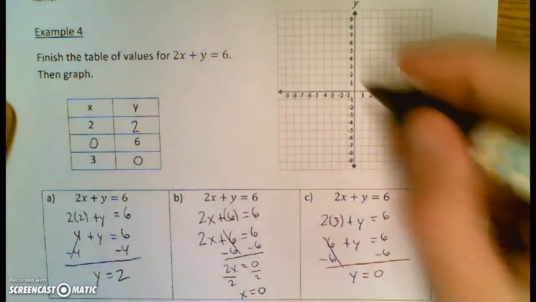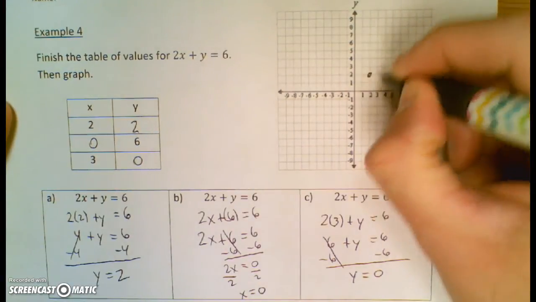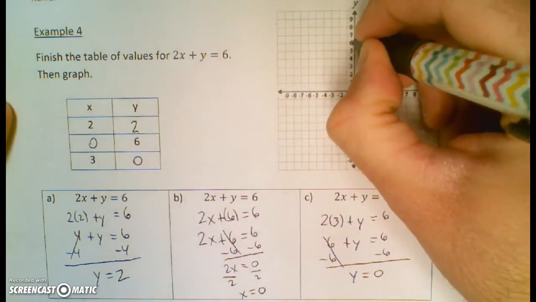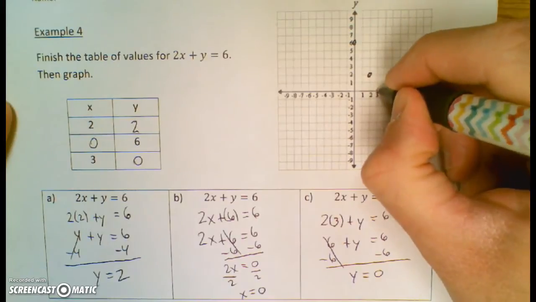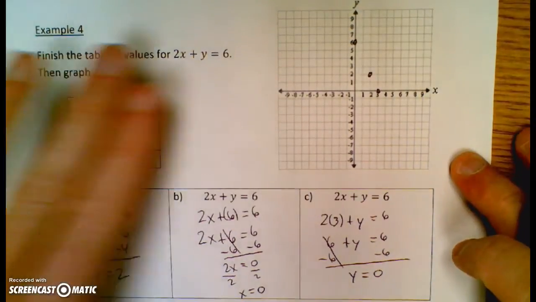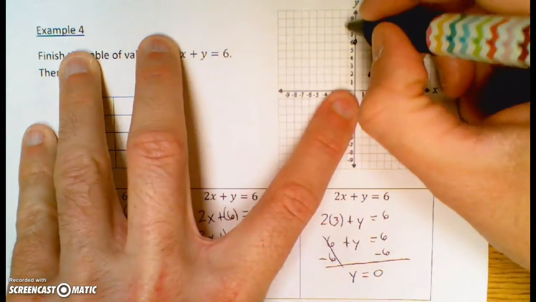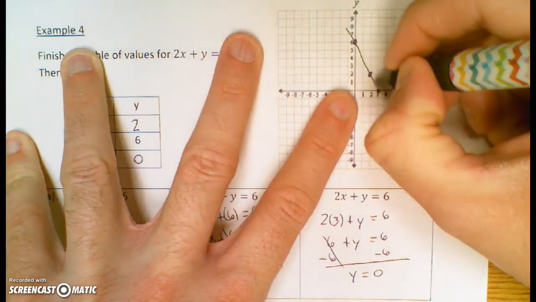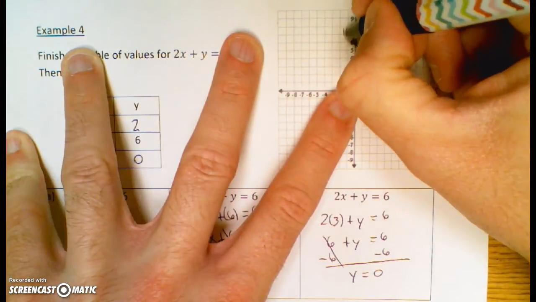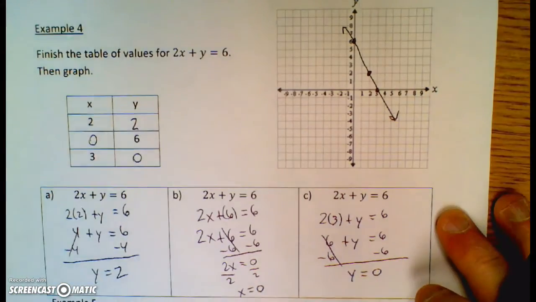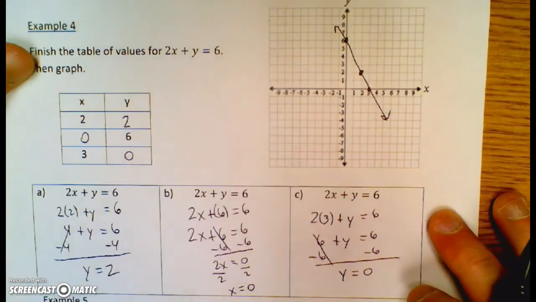Plot your points. 2, 2, 0, 6, and 3, 0. And again, you can see that there's a nice line being formed between those points. Okay, the last one.